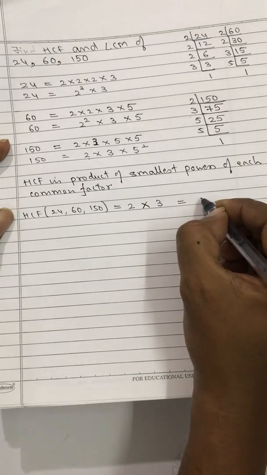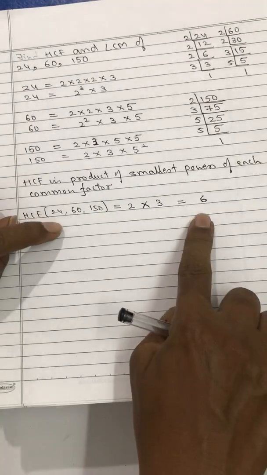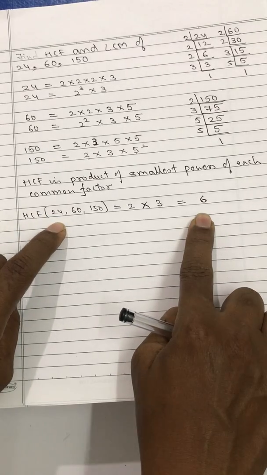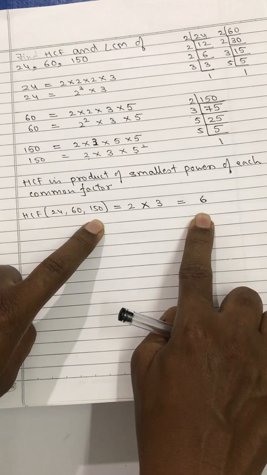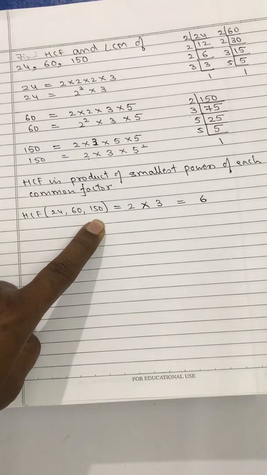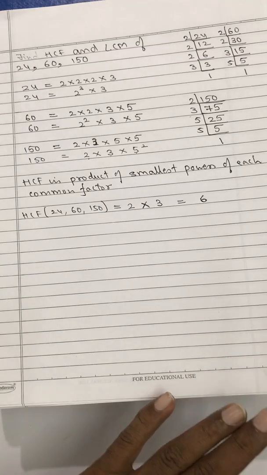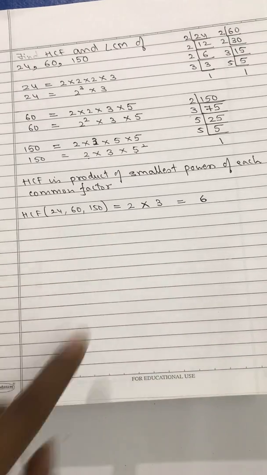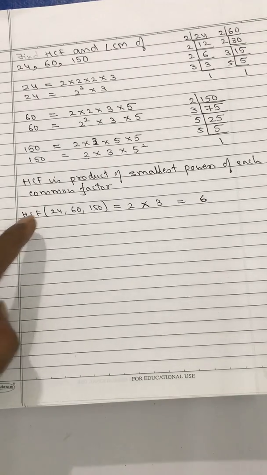So HCF is going to be 2 3s are 6. If you counter check, 6 will divide 24. Yes, 6 4s are 24, 6 10s are 60, and 6 25s are 150. You will not be able to find a number higher than 6 that will divide all three of them.